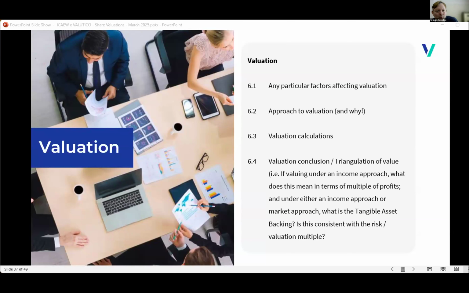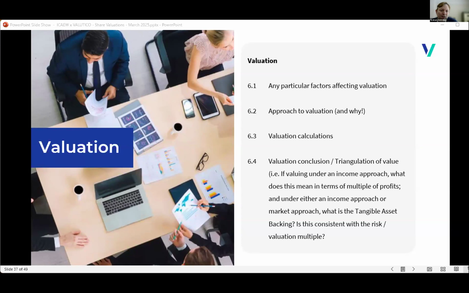Valuation calculations then. So once the approach is determined, we apply relevant calculations. So whether it's a DCF, whether it's applying multiples or adjusting net asset values. Then we'll look at valuation conclusions and triangulation of values. So we'll reconcile results across different methodologies to ensure consistency and reasonableness.